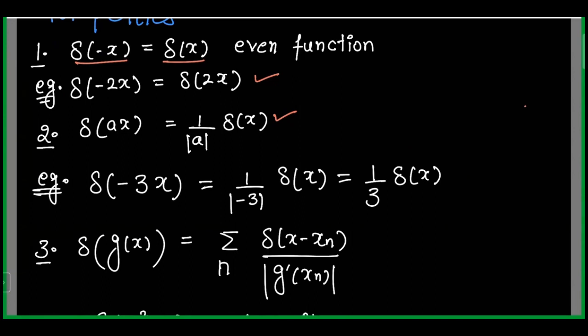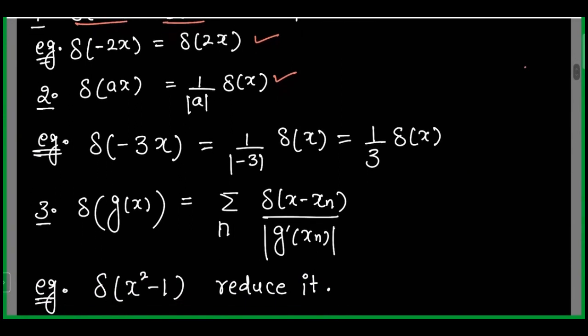What do I mean by this? Let's take delta of minus 3x. Here my value of a is minus 3. So I can bring this minus 3 to the bottom and put it in a modulus, and I can just simply write delta x, whatever is remaining. So minus 3 mod is plus 3, and I will get 1 by 3 delta x. So this is how we simplify the Dirac Delta function. We simplified delta of minus 3x into 1 by 3 times delta x.